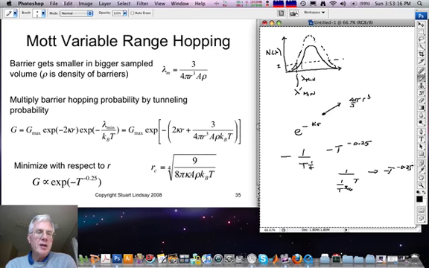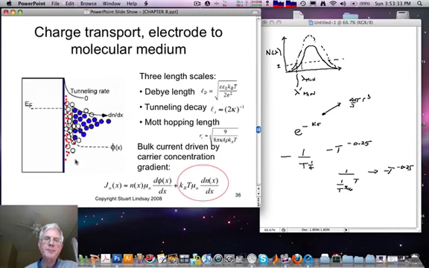This means that the conductance increases as temperature increases. Why? Because this factor T to the minus 0.25 decreases, it appears as a negative in the exponent, so the conductance increases as the probability of finding a small barrier becomes greater. So carriers can be mobile inside molecular solids if adequate thermal excitation is available.